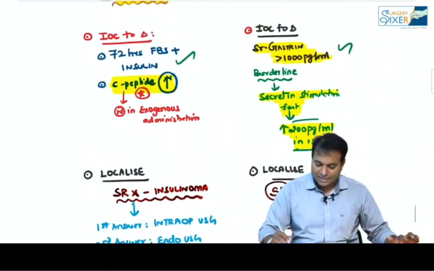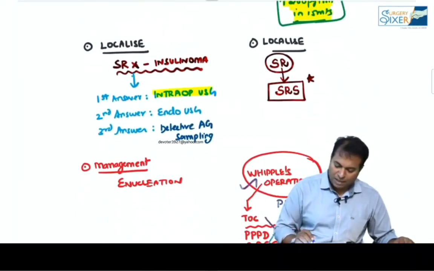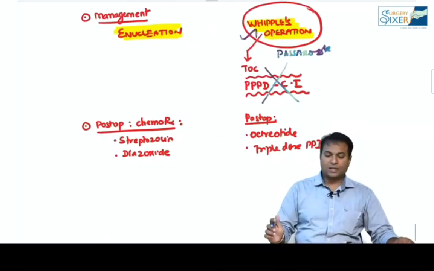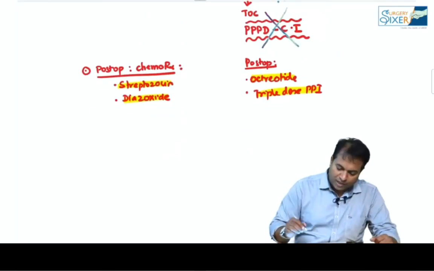And please don't forget, secretin stimulation test will increase the value to 200 picograms in 15 minutes. To localize, the best answer in insulinoma is intra-op ultrasound, and for carcinoma it is ECSRS. So management is enucleation for insulinoma, Whipple's operation for carcinoma, and post-operatively we use streptozotocin and diazoxide. Here we use octreotide and triple dose PPI. These are the two important things you should not forget for your exams, insulinoma and carcinoma.